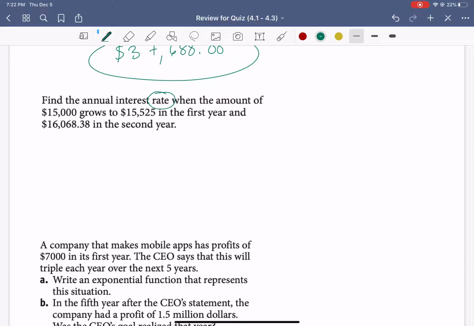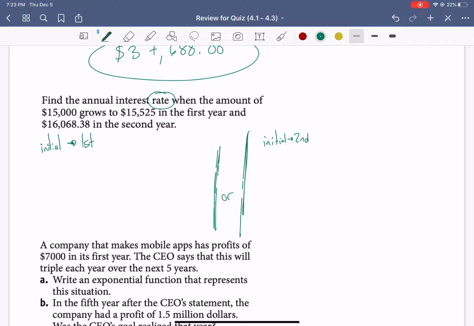When the amount of 15,000 grows to 15,525 in the first year and in the second year. So remember, we said we don't need all this information. So we can either go from initial to first or from initial to second. And I'll show you both ways here, but you really only need to do one.